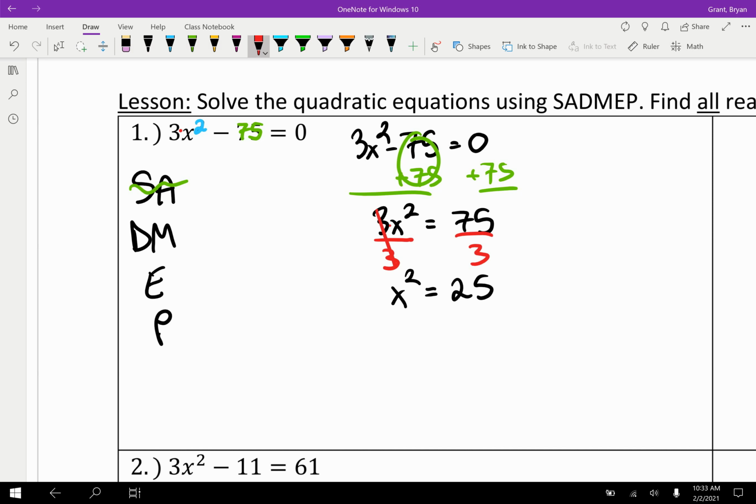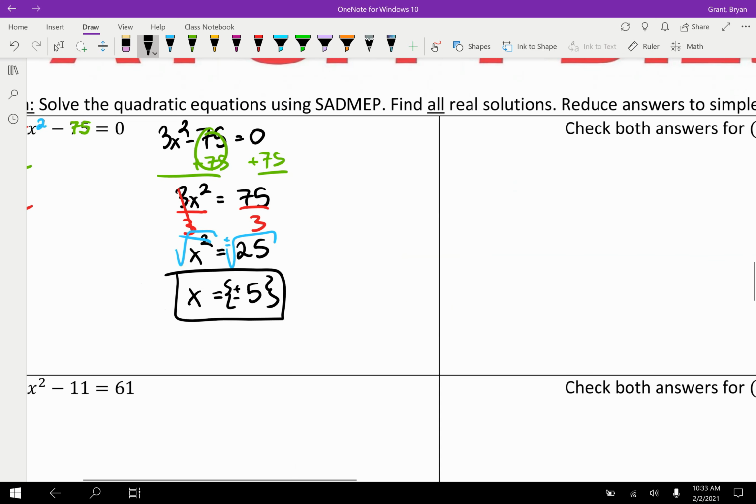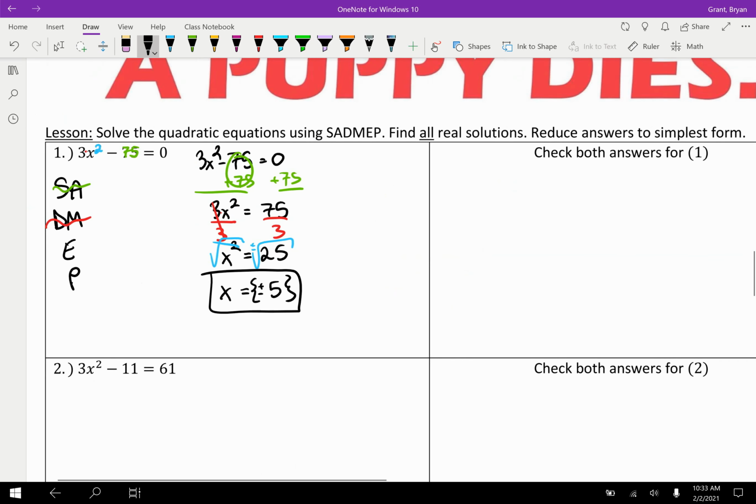multiplication and division. Now we move over to the exponent part. Well, how do we undo the exponent that's still attached? Well, that is with a square root. So I need to introduce or write in a square root. Don't forget your plus minus. That undoes the square. You have to do it to both sides. The square root of 25 is 5 with the plus minus. And that's it.